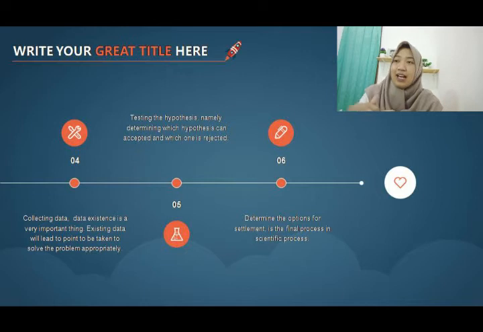The next point is testing the hypothesis. It namely determines which hypothesis can be accepted and which one is rejected. At this stage, students are expected to have the ability to review the data and discuss it at the same time. And the last point is determining the option for settlement. It is the final process in the scientific process. Students are expected to have the ability to choose possible alternative solutions that can be done and take into account the possibilities that may occur in connection with the alternative to be chosen.